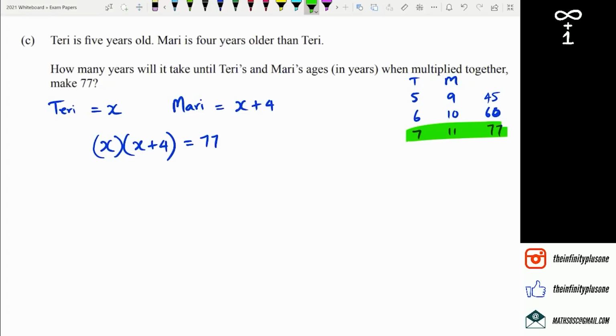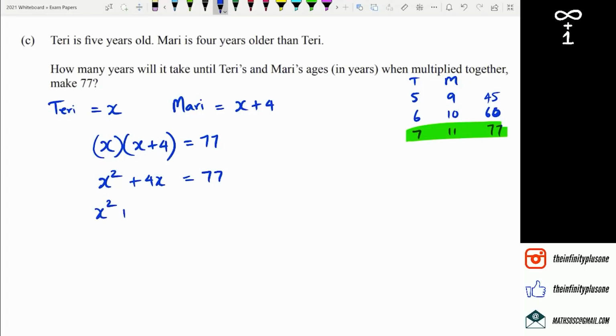Okay. So because we're going to do it through algebra, we're just going to multiply their two ages to find out when their two ages are going to equal 77. Or in other words, how old is Terry? So let's have a look. We're going to expand the brackets. We're going to get x squared plus 4x equals 77.